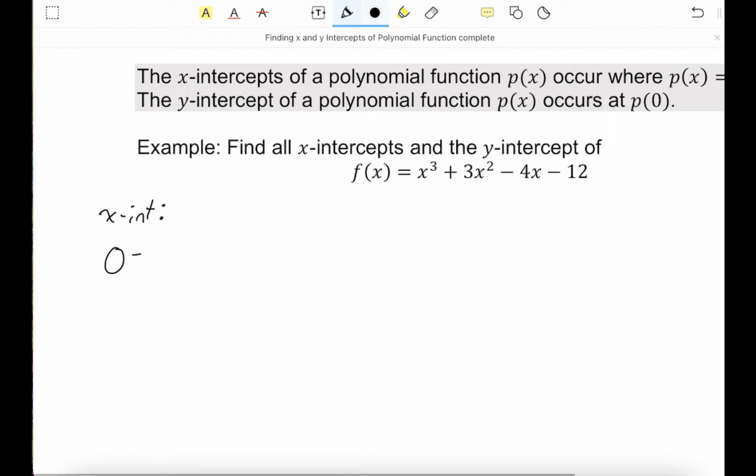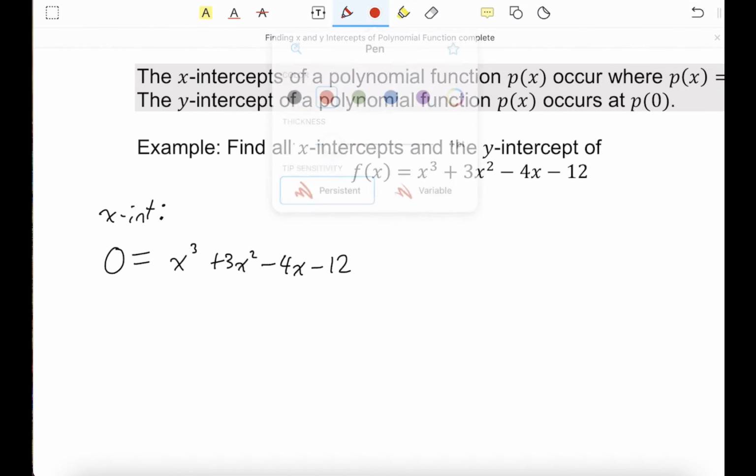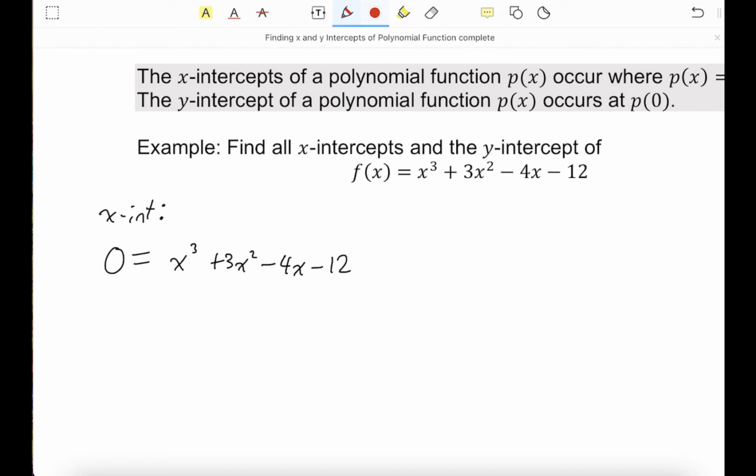We'll say 0 equals x cubed plus 3x squared minus 4x minus 12. And this might be a little difficult to see, but it looks like we can factor this one by grouping. And when I do that, this gives me x squared times x plus 3. I'll pull out a negative 4, get x plus 3.